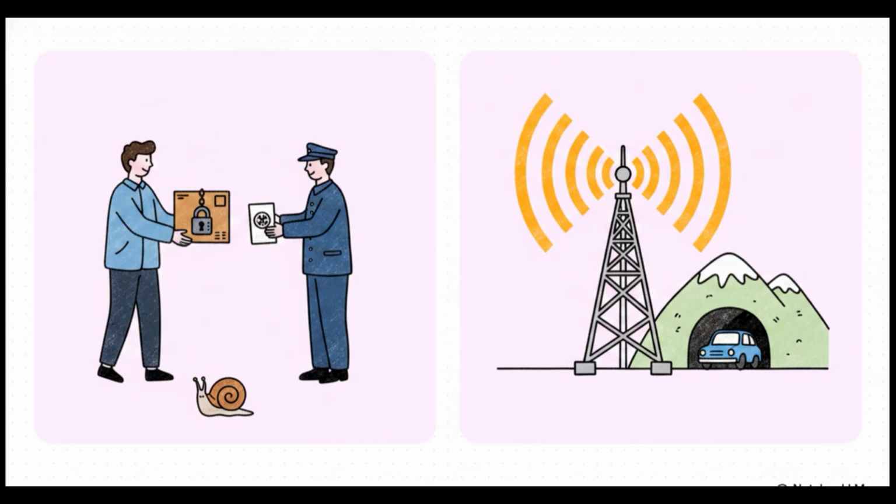Now think of UDP as radio broadcasting. A radio station just blasts its signal out into the world continuously. The DJ doesn't stop to check who tuned in, or if your car went through a tunnel and you lost the signal for a second. They just keep broadcasting. Bottom line, TCP equals reliable but slower. UDP equals fast but less reliable.